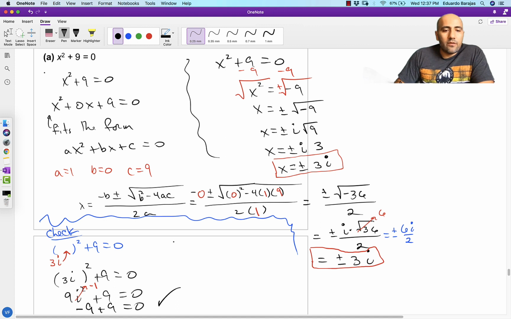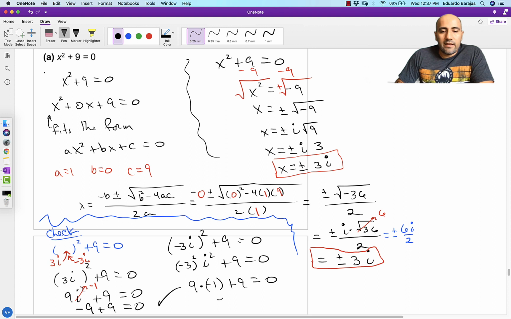Okay, or the other one we could do is we can plug in a negative 3i. Negative 3i can go in there. Let's check to make sure that that also works out. We end up with (negative 3i) squared plus 9 equals 0. So we get negative 3 squared i squared plus 9 equals 0. So that gives you a positive 9 times a negative 1 plus a 9 equals 0. So negative 9 plus 9 equals 0. It worked out. Good. So we've confirmed that both of these do work. They do solve that equation.